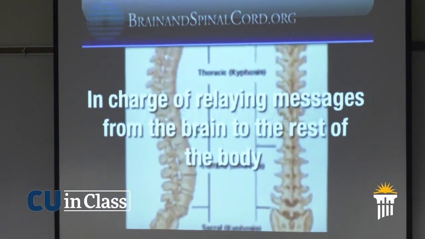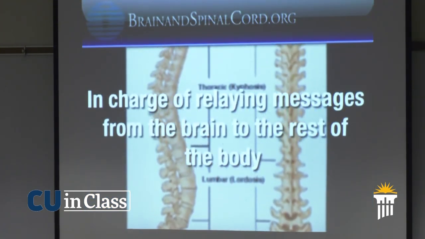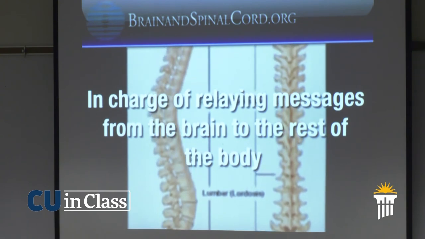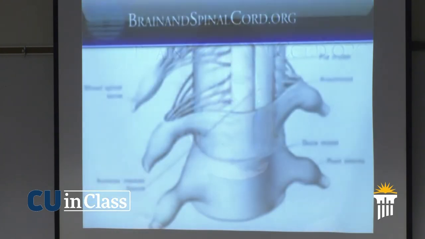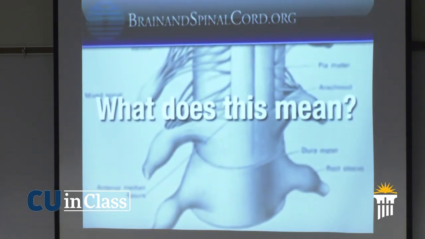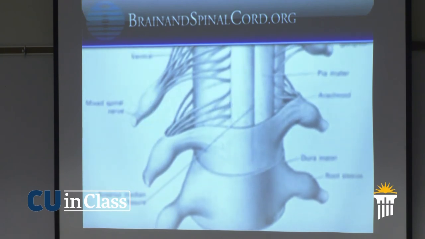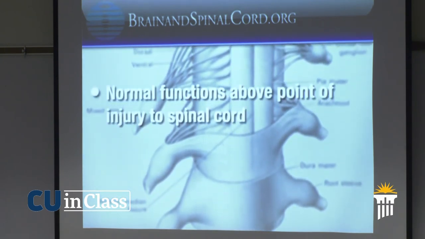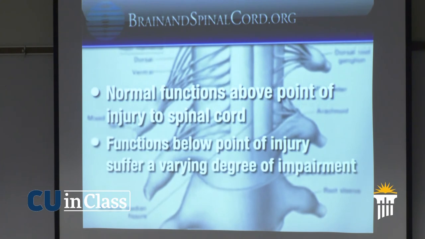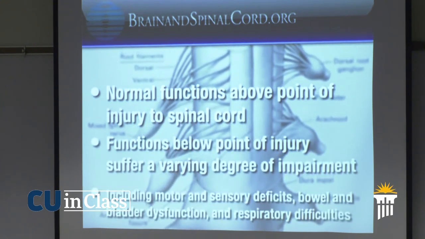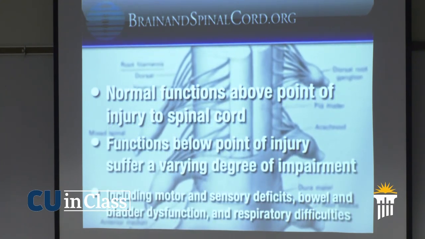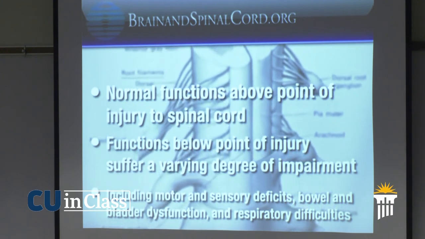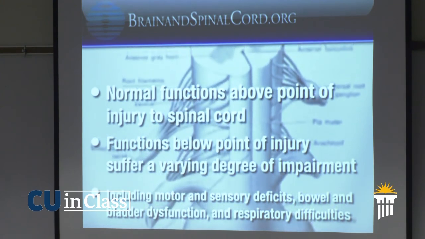The human spinal cord acts as a conduit between the brain and the rest of the body, relaying messages. When the spinal cord is bruised, crushed, or torn, the messages sent between the brain and the body no longer flow through the damaged area of the spinal cord. What does this mean? It means that the functions of the body located above the point of injury will continue to operate normally, while the functions below the point of injury will suffer some degree of impairment, including motor deficit, sensory deficit, bowel and bladder dysfunction, and respiratory difficulties.